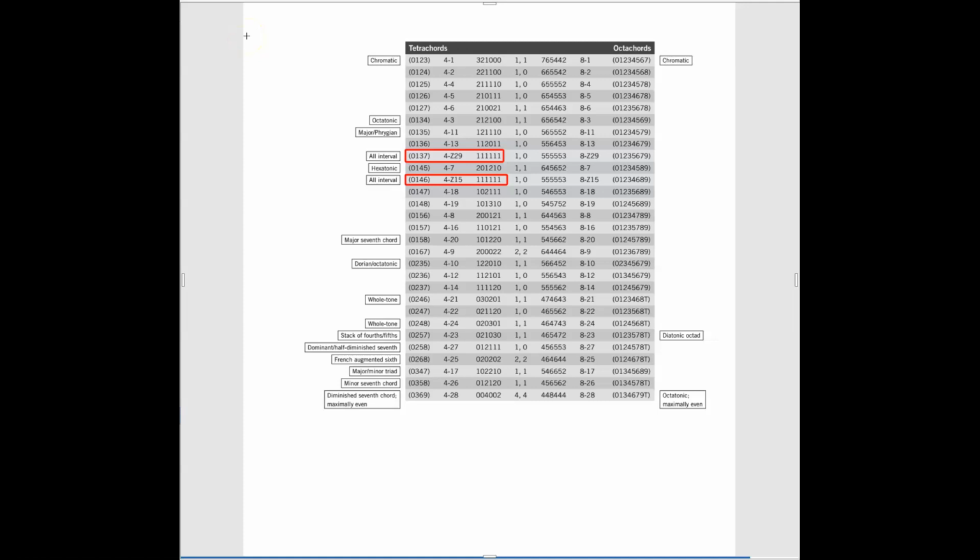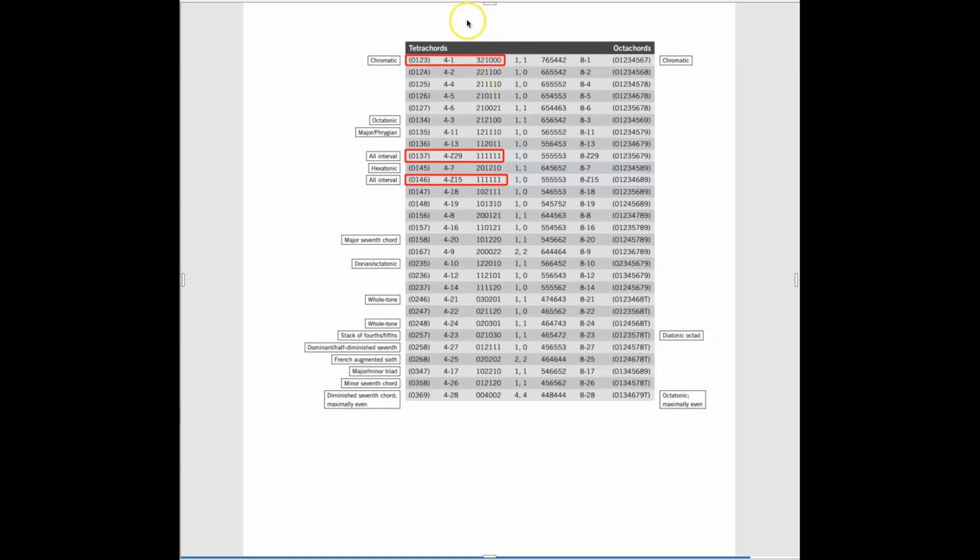So we've seen that all members of a set class have the same interval class vector. For example, if I take the tetrachord 0123, all members of this tetrachord will have the interval class vector 3, 2, 1, 0, 0, 0, because when we transpose or invert the set class, the pitch class sets, we don't change the intervals between the different pitch classes.